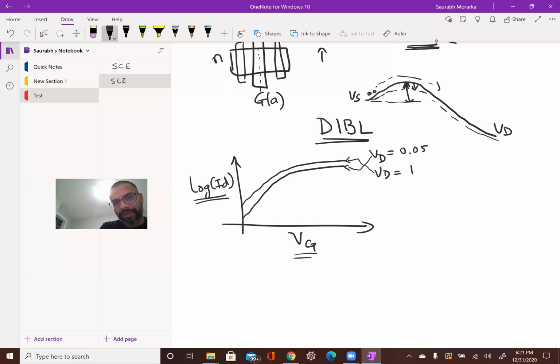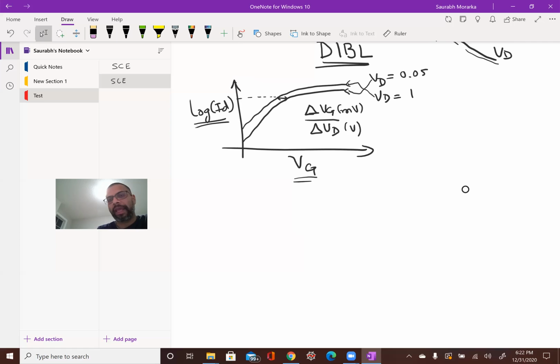Now, what is DIBL on this graph? DIBL is: we pick a particular drain current and we figure out the delta between these two curves. DIBL is the amount of delta VG between these curves for a given current, for the delta VD that we applied. Delta VG is in millivolts, delta VD is in volts. So the units of DIBL are in millivolts per volt.